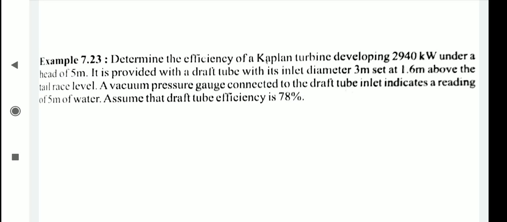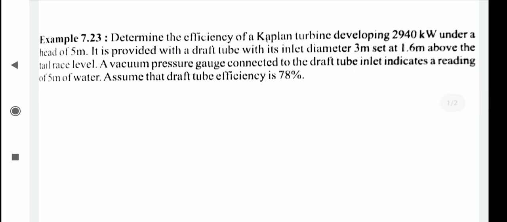Determine the efficiency of the Kaplan turbine developing 2940 kilowatt under a head of 5 meter. It is provided with a draft tube with its inlet diameter of 3 meter set at 1.6 meter above the tail race level. The vacuum pressure gauge connected to the draft tube inlet indicates a reading of 5 meter of water. Assume that draft tube efficiency is 78%.